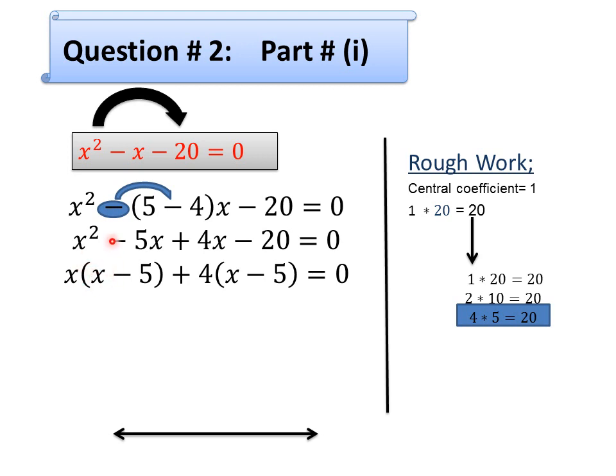So I have written x, then the same sign as in the above equation, minus. X is outside the bracket, so only 5 is left, so I have written 5 here. Then the plus sign, same, 4x minus 20.